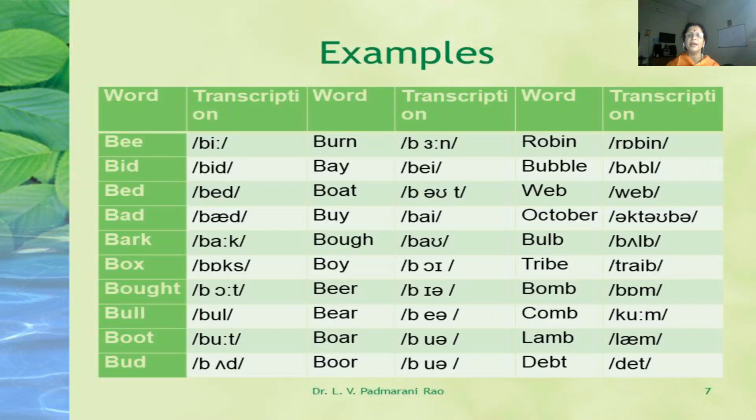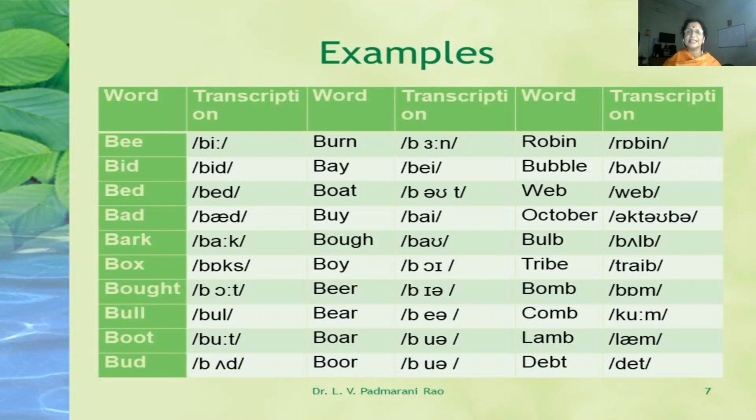So B-A-Y, bay, diphthong. B-O-A-T, boat, O is the diphthong used. B-U-Y, buy, I is the diphthong used. B-O-U-G-H, bow. B-O-Y, boy, oi is the diphthong used. B-E-E-R, beer. B-E-A-R, bear. B-O-A-R, boa. B-O-O-R, pronunciation is the same, boa. R-O-B-I-N, robin. B-U-B-B-L-E, bubble. W-E-B, web. O-C-T-O-B-E-R, October.